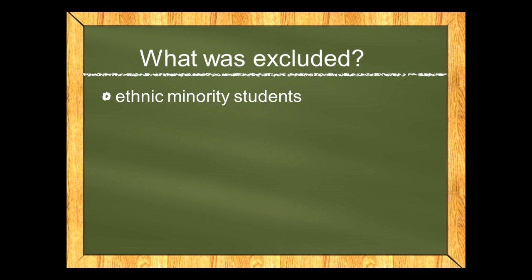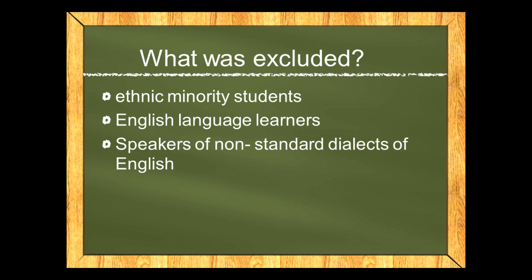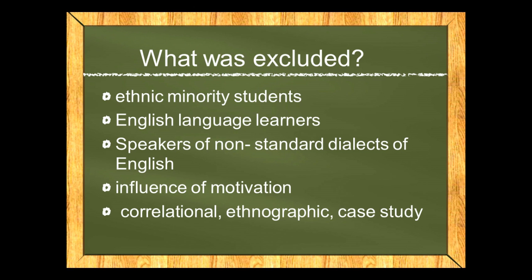So just as a refresher, some of the things that were excluded specifically from what was deemed research-based and part of best practice for the report of the National Reading Panel were any studies that specifically addressed outcomes for ethnic minority students, any studies that specifically addressed outcomes for English language learners, any studies that specifically addressed outcomes for speakers of non-standard dialects of English, any studies that focused on the influence of motivation, and any study that was not a strong quantitative experimental design.